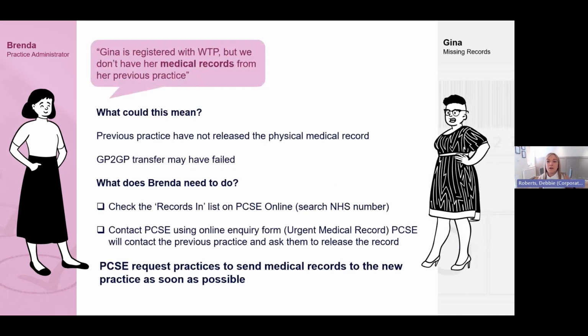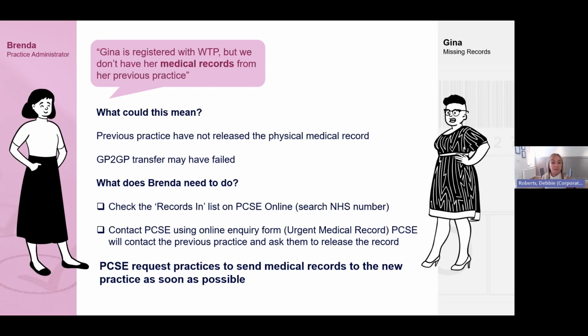Now Brenda has that responsibility. She's noticed that one of her patients called Gina doesn't seem to have the medical records from her previous practice. So what could this mean? It could mean that the previous practice have not released the physical medical record, and it may also mean that the GP to GP transfer may have failed. So what does Brenda need to do then?